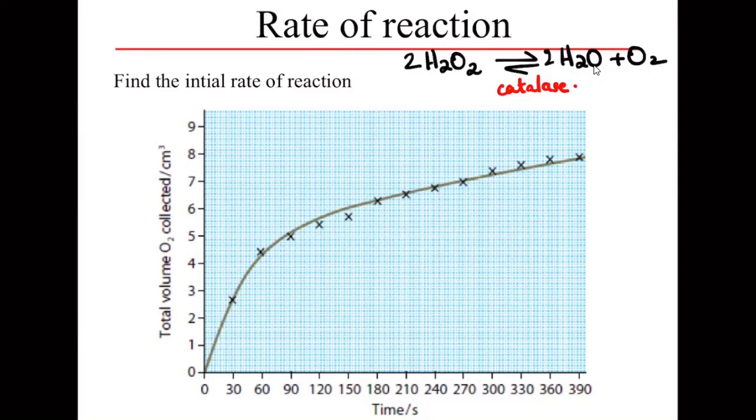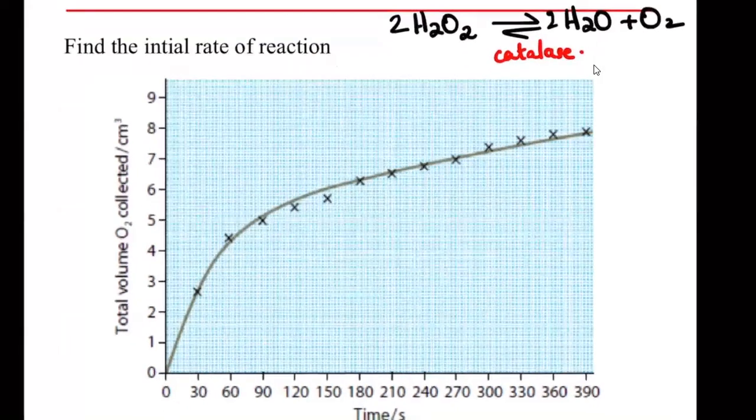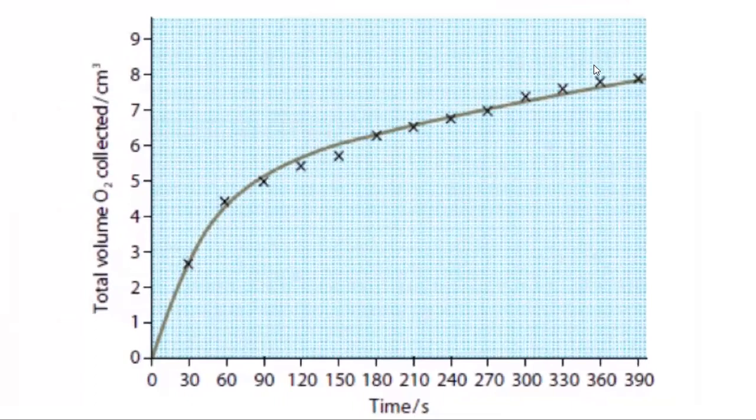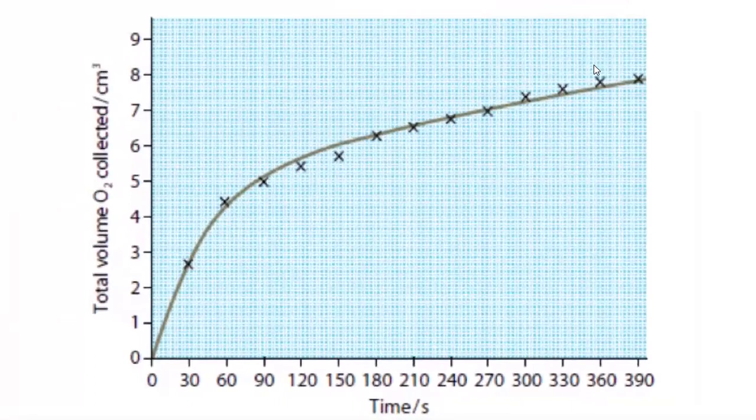And you can see that, okay, let me just zoom this picture. Can you just roughly tell me how many cubic centimeters of oxygen is formed in the first 30 seconds? Miss, around 2.7 centimeter cube. Okay. Acha, after that, what's happening to the rate of reaction after 30 seconds?